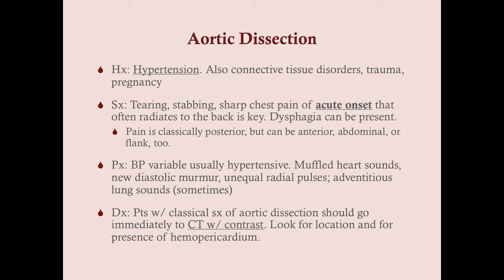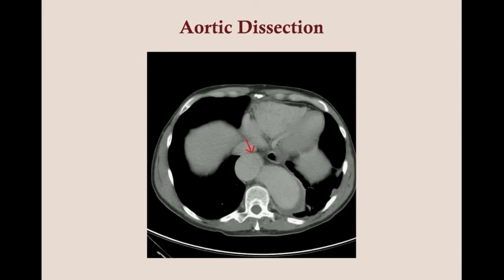You're going to want to get CT with contrast for these patients because it's going to help you see if there's a dissection or not. It's a lot more difficult to see the dissection if you don't have contrast, and I'll show you some examples. And with the CT, we can look for location of our dissection and severity, and we can also look for hemopericardium.